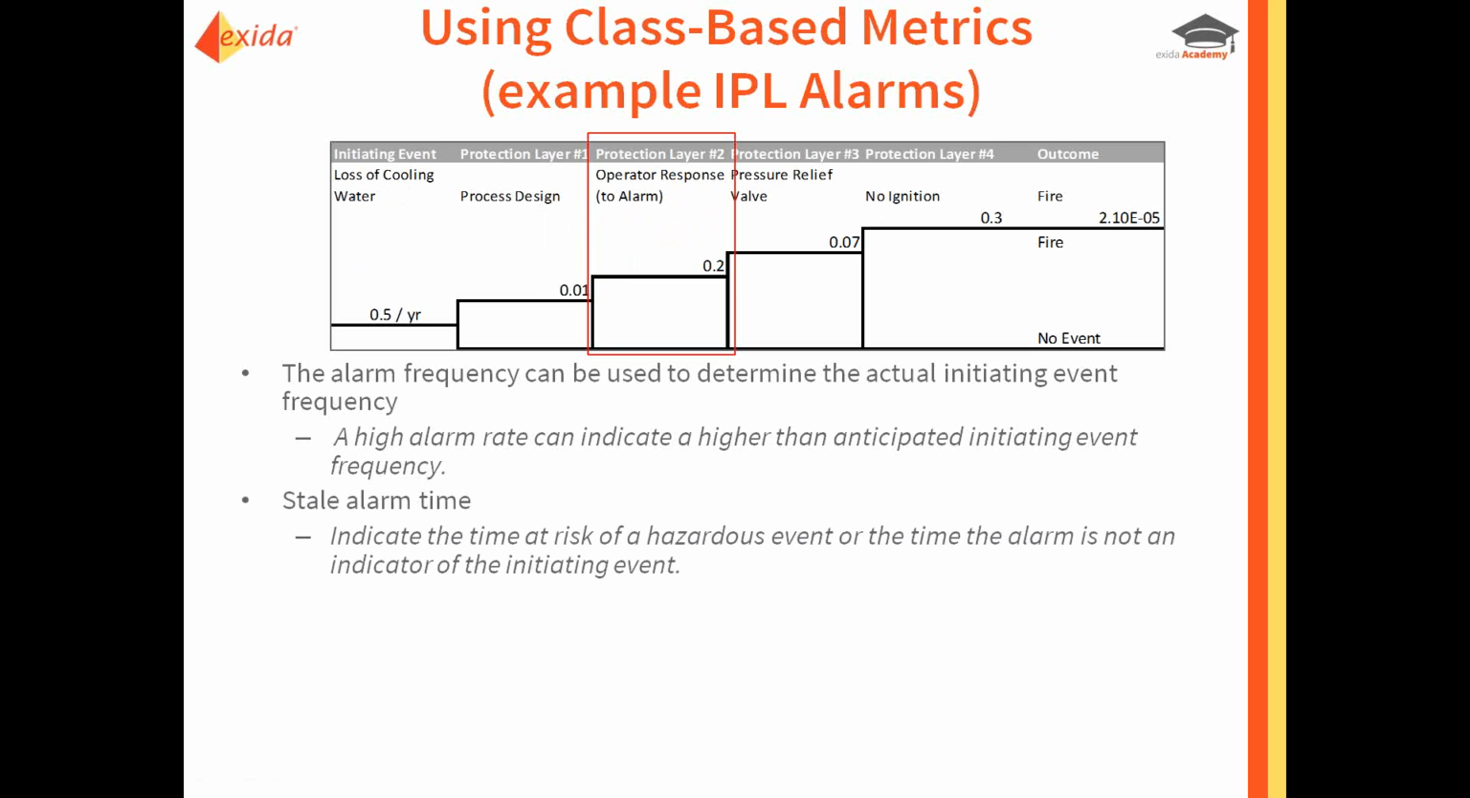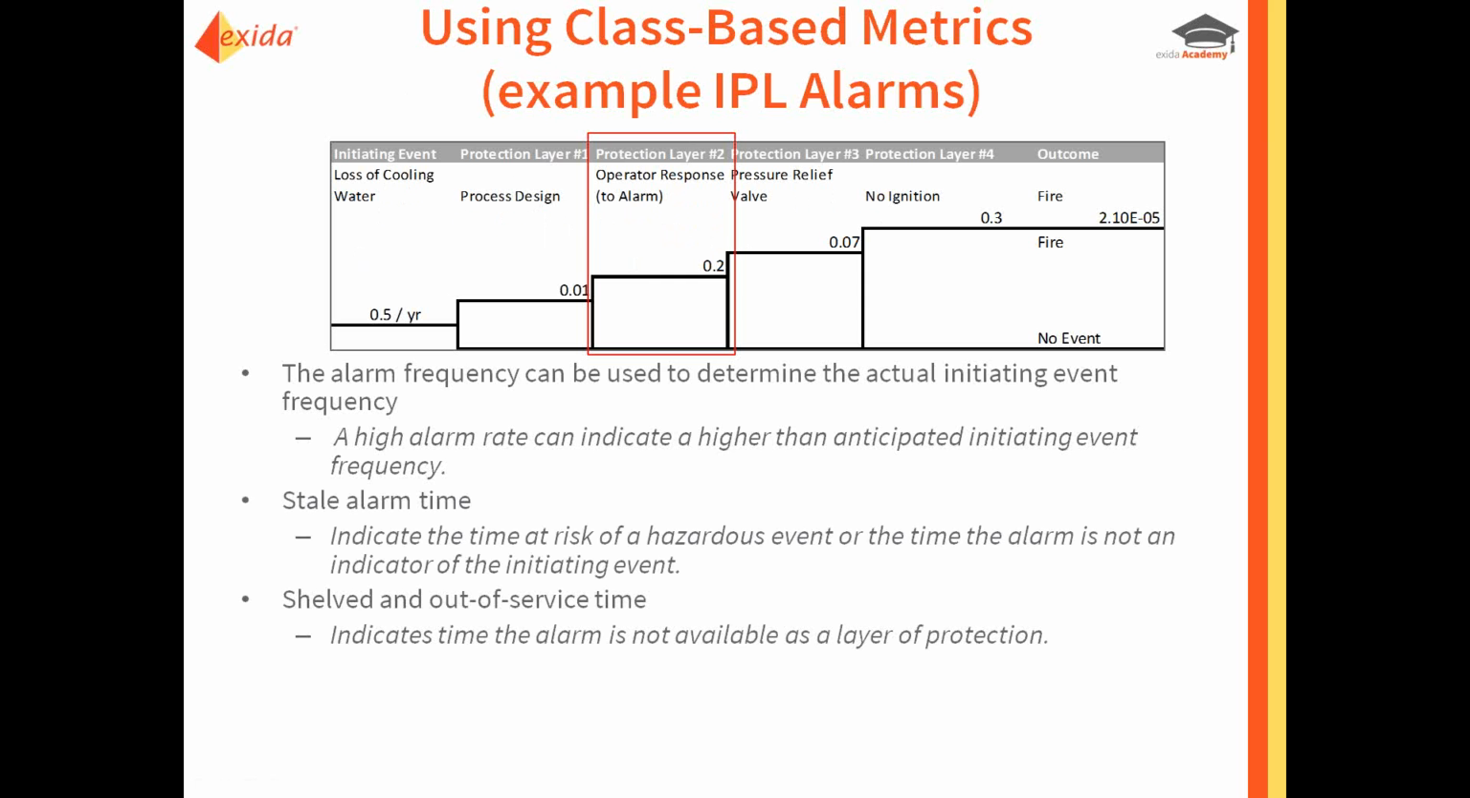Another thing that you would look at is how much time the alarm is stale, is active. Because essentially if the alarm is active already, it can't re-trigger to indicate that, hey, you have a problem, Mr. Operator, that you need to respond. So the alarm is effectively disabled or not able to work anytime it's in a stale alarm mode. So that would be another thing to look for.